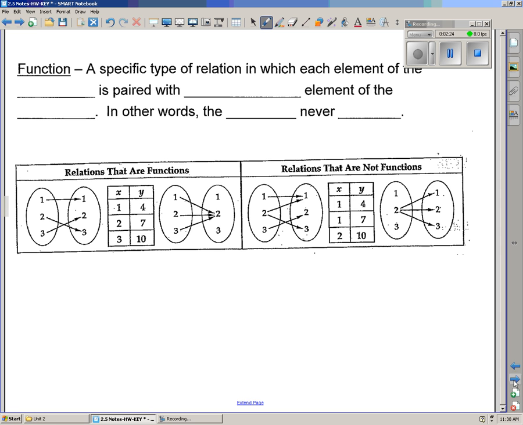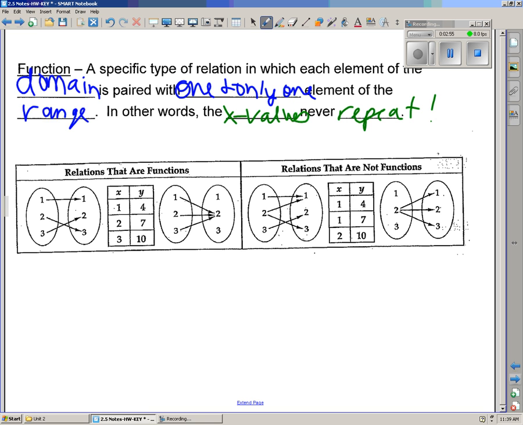Then we start talking about functions, and a function is a specific type of relation in which each element of the domain is paired with one and only one element of the range. Kind of sounds confusing, but bottom line is, in other words, the x values never repeat. So if your x values are repeating, while it's a relation, it's not a function.